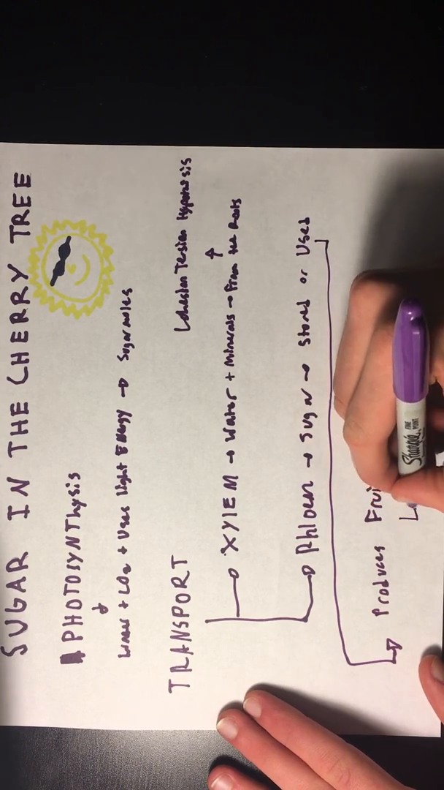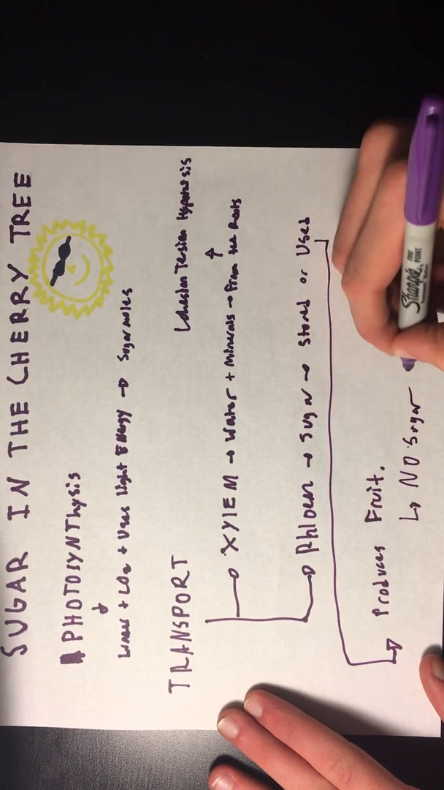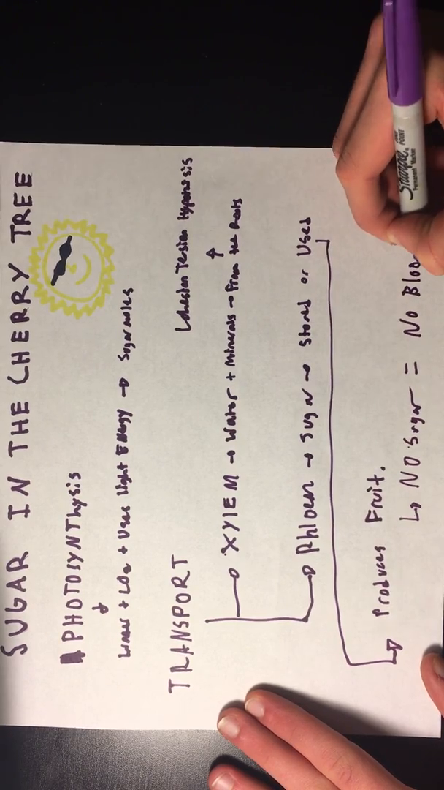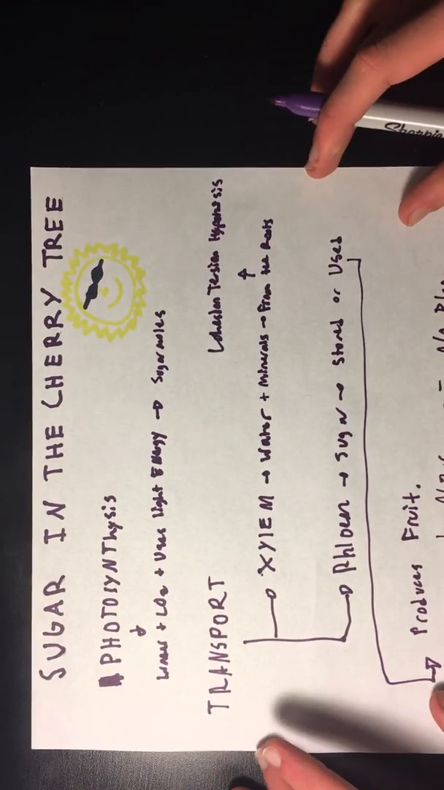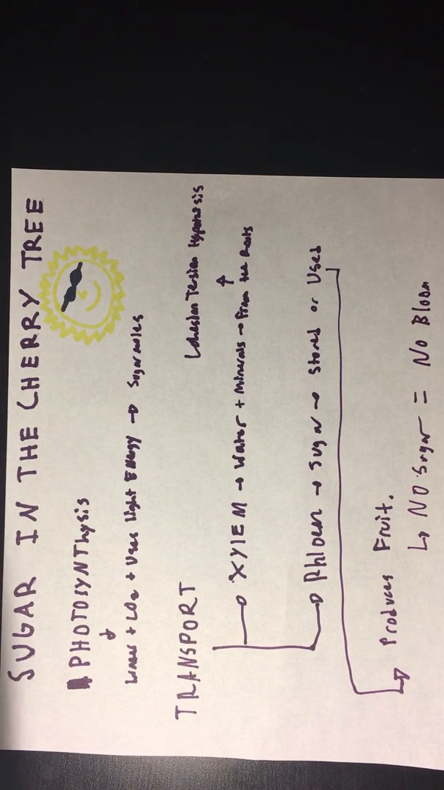One key thing is no sugar equals no bloom. That's why it's imperative that cherry trees can store sugar throughout the cold winter months so that they can bloom in the spring when they haven't had much time to produce new sugar.